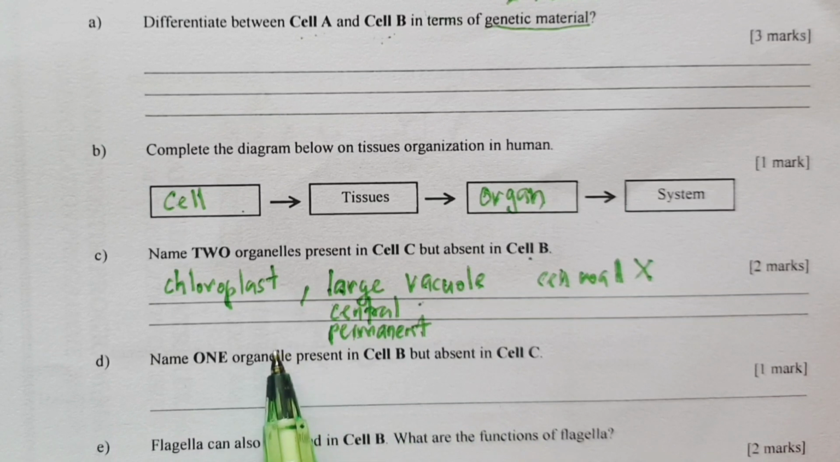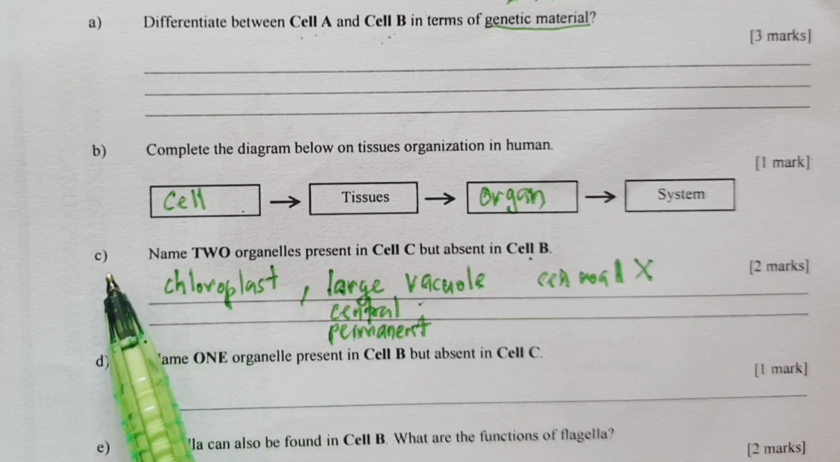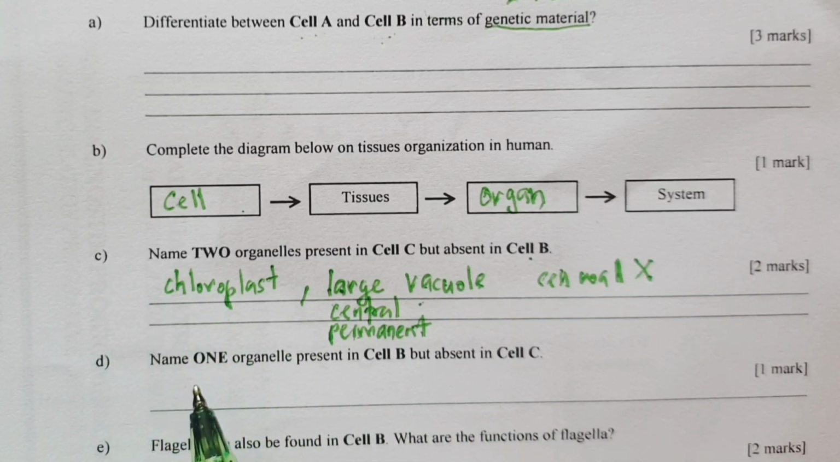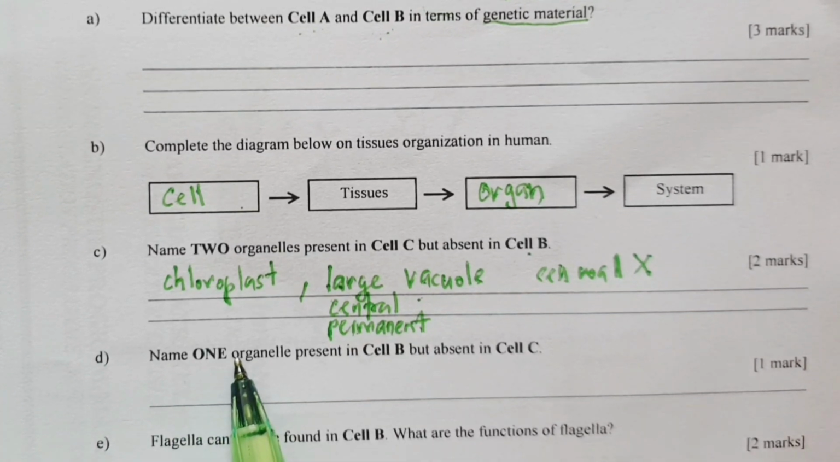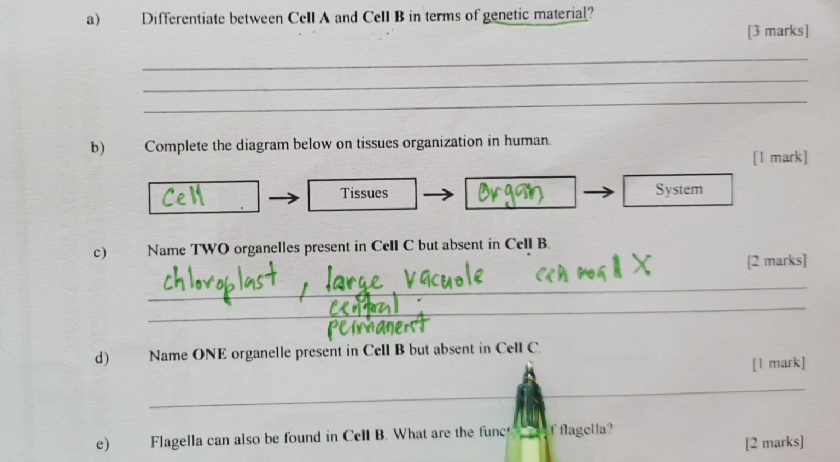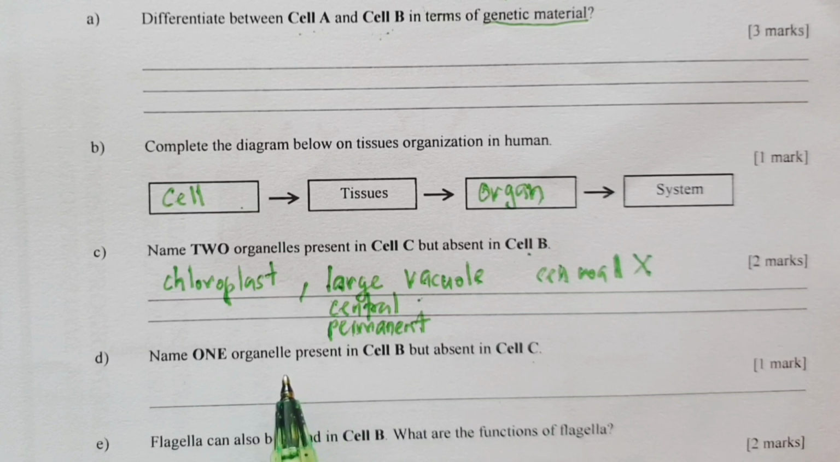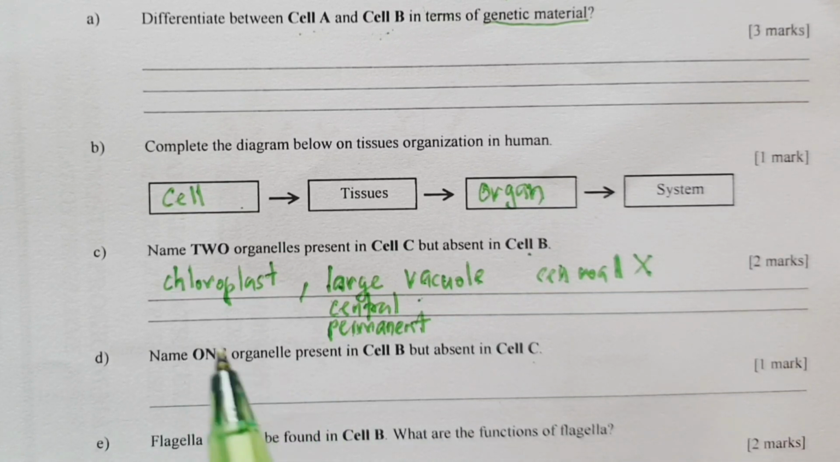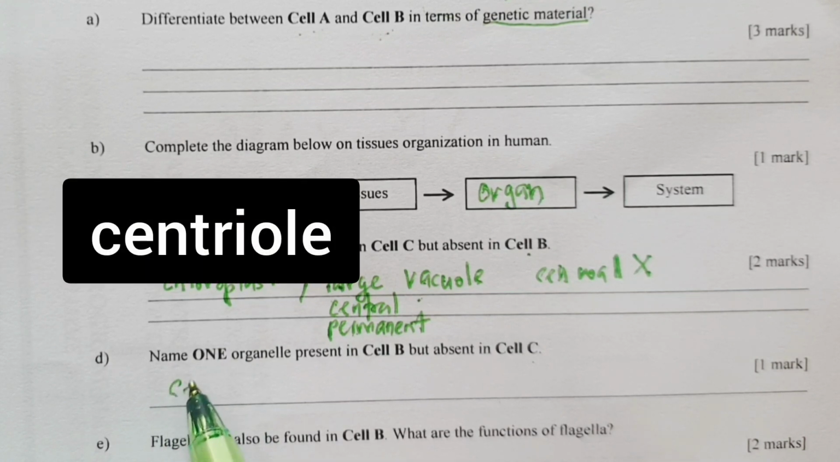So soalan ni D terbalik kepada soalan C. Sama juga, soalan just kata namakan. So no need to do comparison. So name one organelle present in cell B. Maksudnya only present in animal cell but cannot be found in plant cell. So ni ada dua jawapan juga tapi soalan just nak satu. So the first answer will be centrioles.